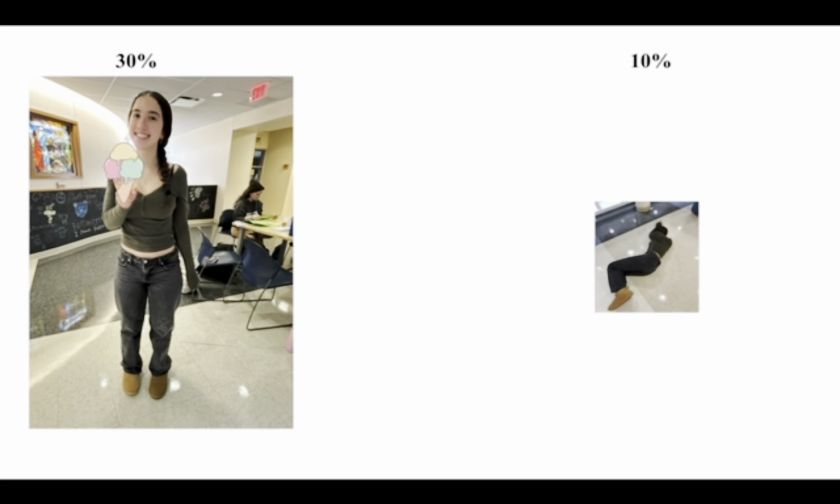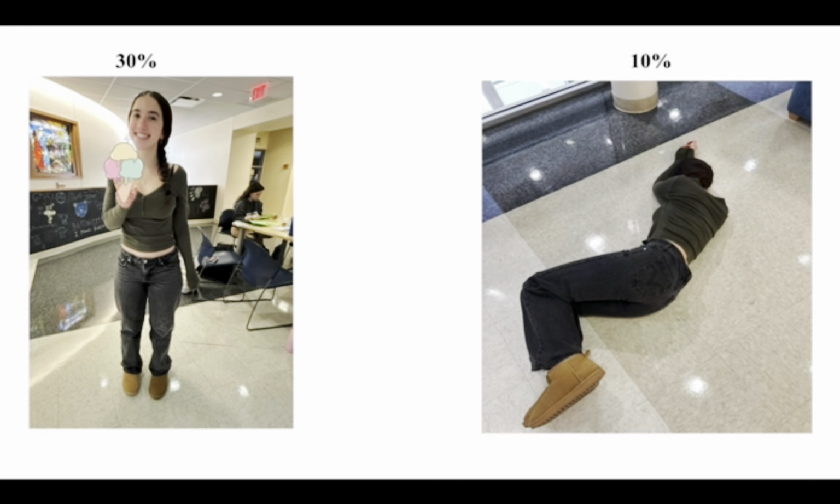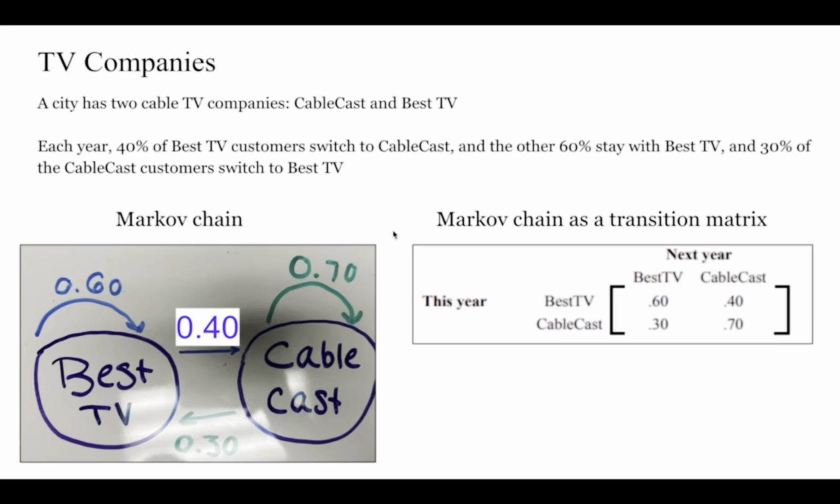And since I started with running, there's a 30% chance that I'll go to ice cream next and a 10% chance that I'll sleep next. Here we have another situation of inflow and outflow between states, but with TV companies.